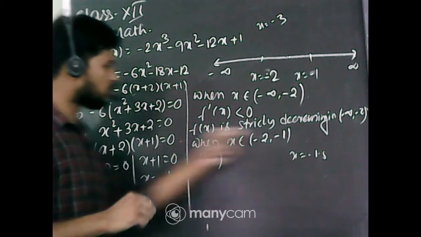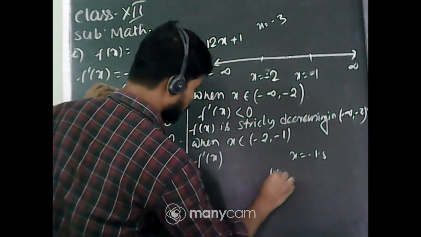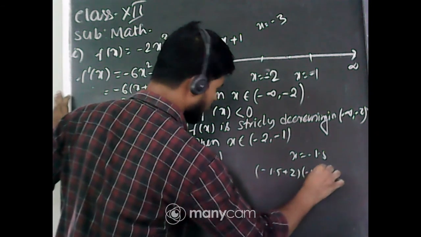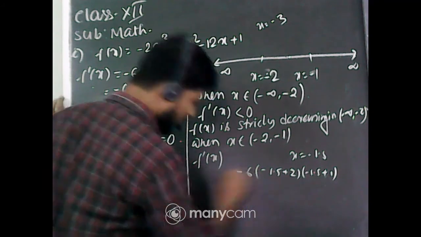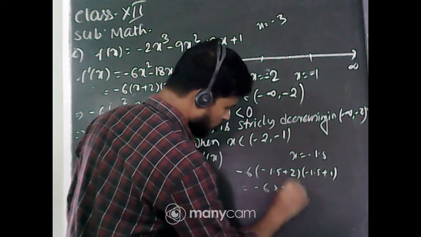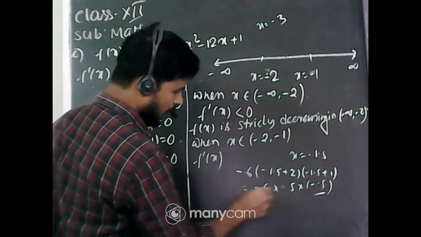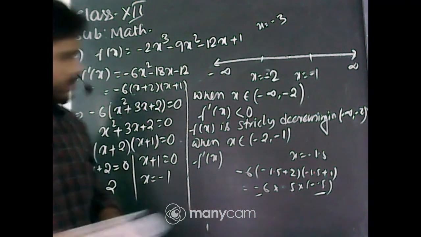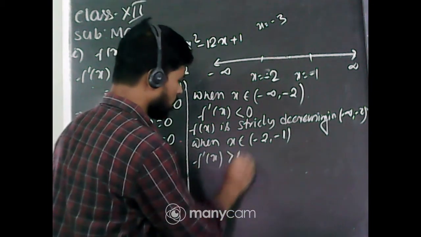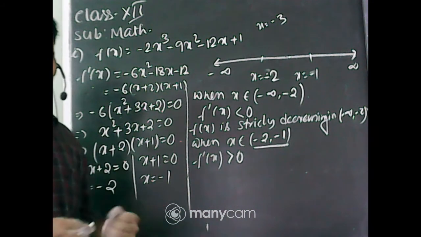Why greater than 0? Now look, if I take x equal to minus 1.5, the number is between minus 2 and minus 1. Now if I put x equal to minus 1.5 here, so look, minus 1.5 plus 2 into minus 1.5 plus 1 and minus 6. So this is minus 6, this is 0.5 and this is minus 0.5. So minus and minus together gives you the positive sign. So the value of f'(x) in that case will be greater than 0. That means the function is strictly increasing in this interval minus 2 to minus 1.